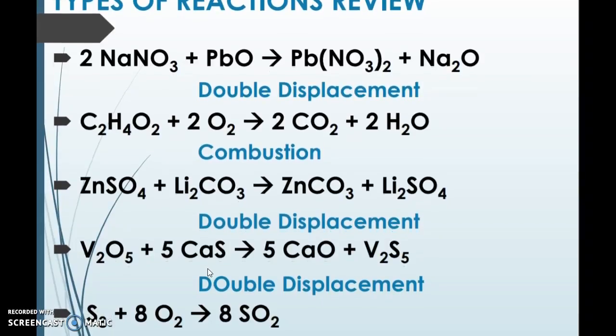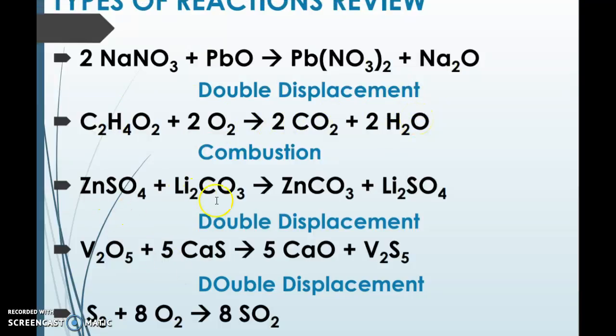In a combustion reaction, you have a hydrocarbon. You'll notice carbon and hydrogen together. You also have oxygen here, but carbon and hydrogen are forming a compound here, a hydrocarbon, plus your oxygen yields carbon dioxide and water, and that's a combustion reaction.